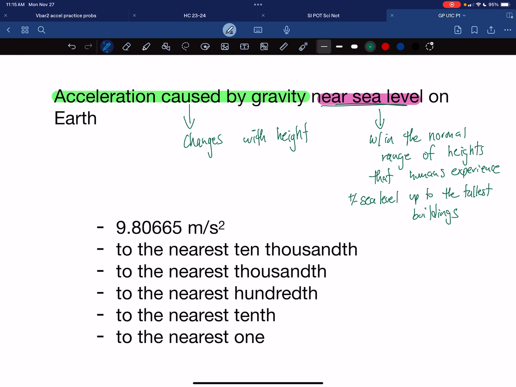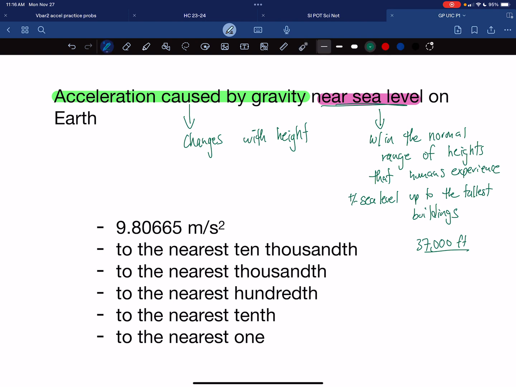Even flying in an airplane up to 37,000 feet above sea level, the acceleration caused by gravity is very, very close. It changes very, very little bit from what it is near sea level. Well, what is that number? That number is 9.80665 meters per second squared.